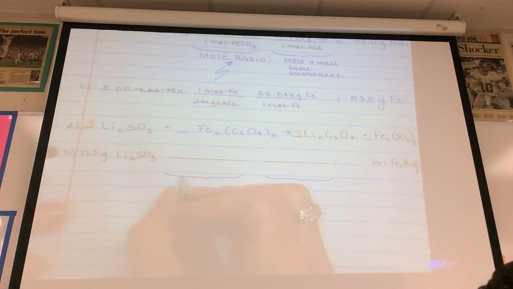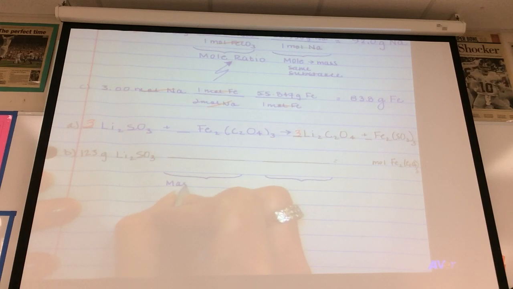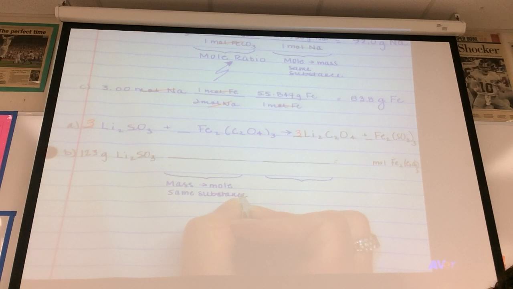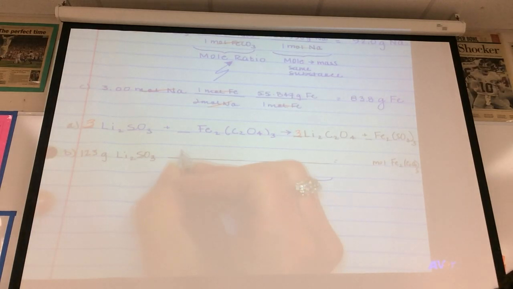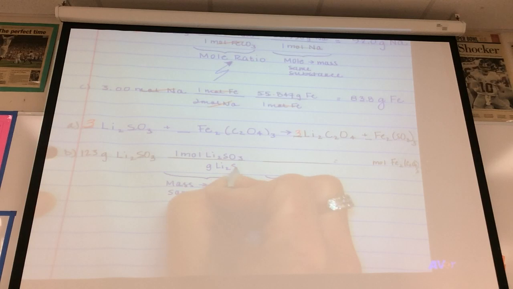The first thing I need to do is a mass to mole conversion, same substance. This you learned back in chapter 7. It's just a matter of linking concepts together. 1 mole of anything is equal to its mass in grams.